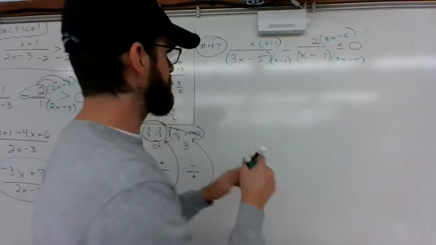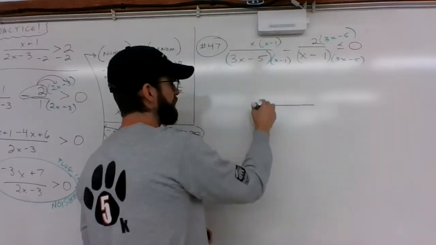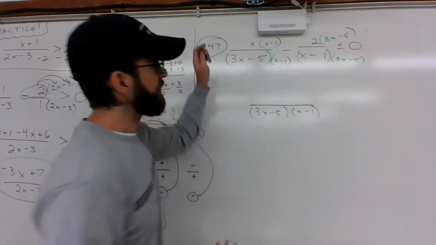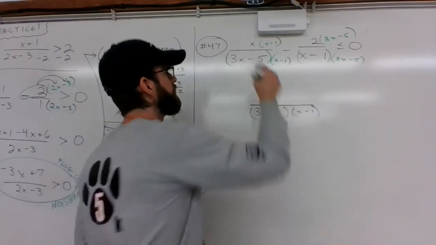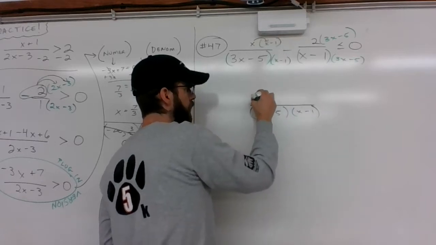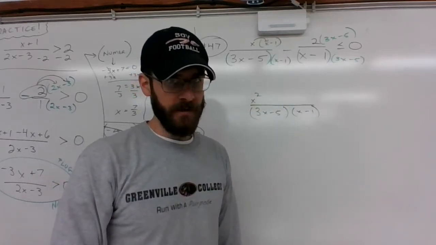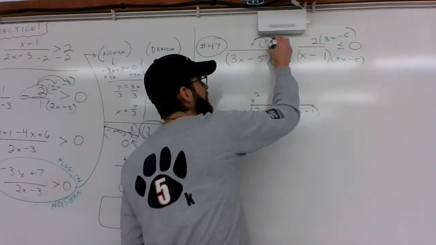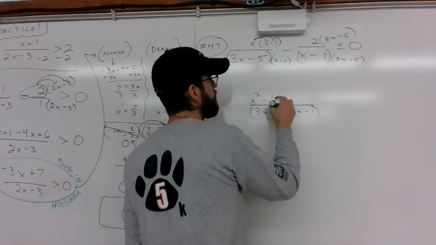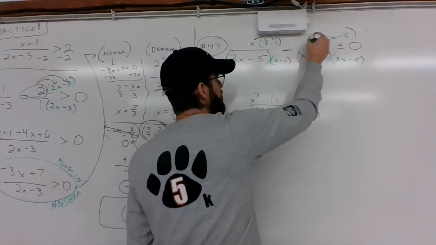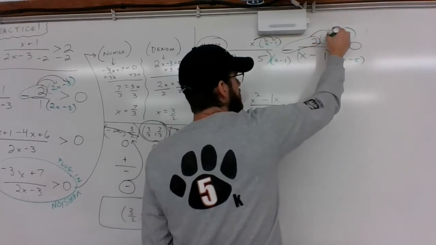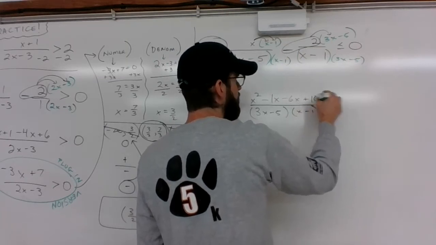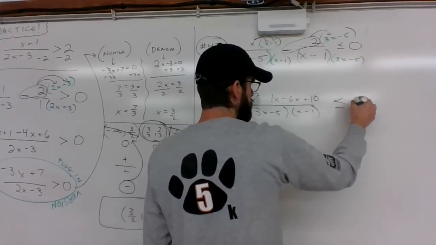So that gave us a single denominator of 3x minus 5 times x minus 1. The top is going to be x times x, which is x squared. We got an x squared in the top now. X times negative 1. This negative needs to be distributed all the way through, so negative 6x. And then negative 2 times negative 5 is positive 10. This is all less than or equal to 0.